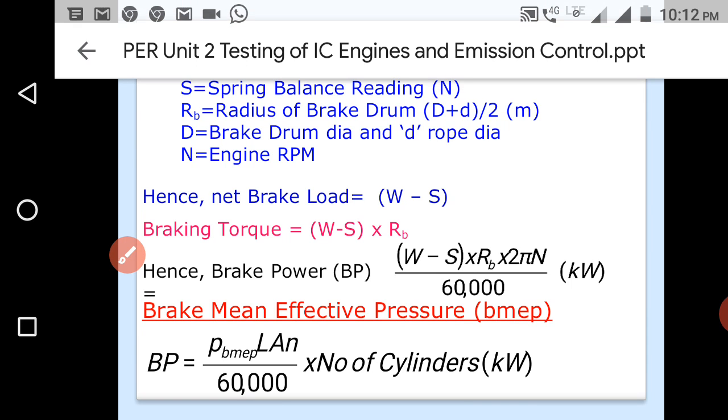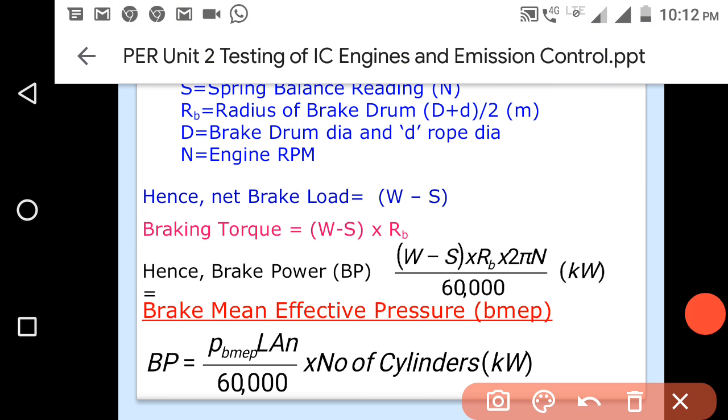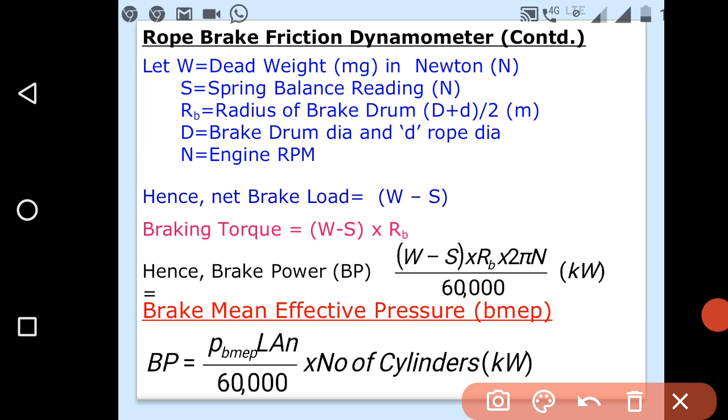So what are the different parameters in the case of the rope brake dynamometer? In the case of the rope brake dynamometer, we are using two weight loads. First is the main weight, or dead weight, as we call it. Then we are using the spring weight.